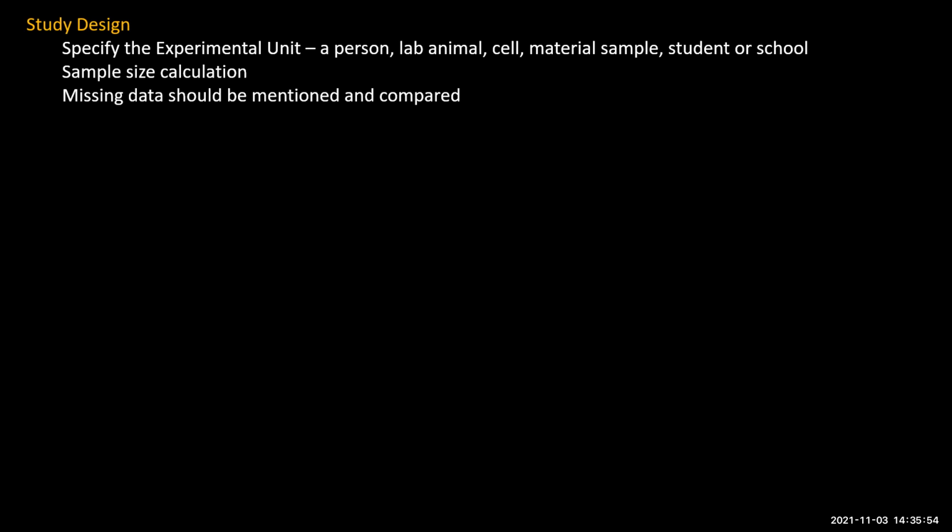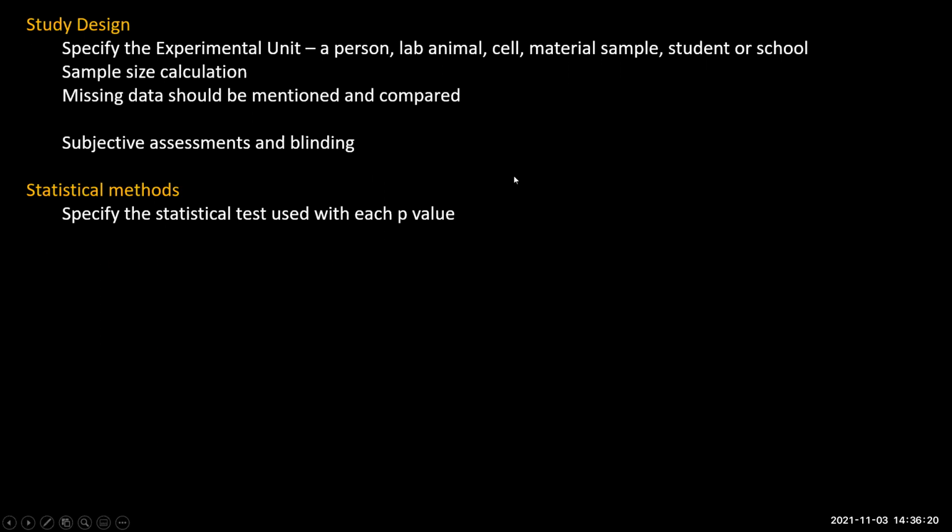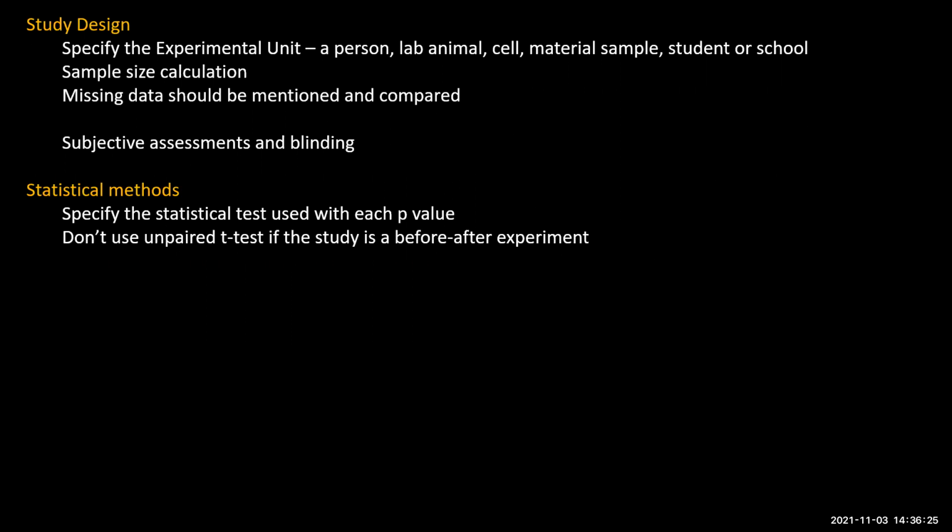Missing data should be mentioned, usually at the end of the method section. Subjective assessments: if the assessments were subjective by the researcher, then you should mention whether there was blinding or not, whether the researcher was blind to whether the subject was in the control group or the experimental group. You should mention your statistical tests used with each p-value. Again, not everyone does that, but it's a good idea.